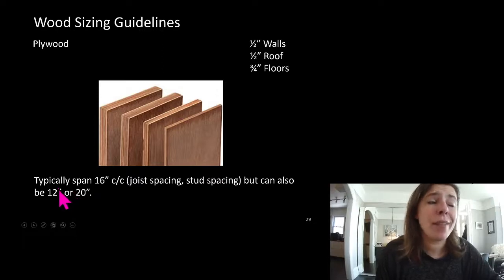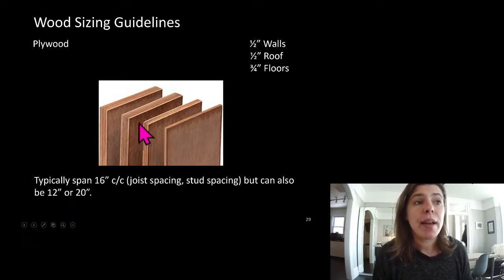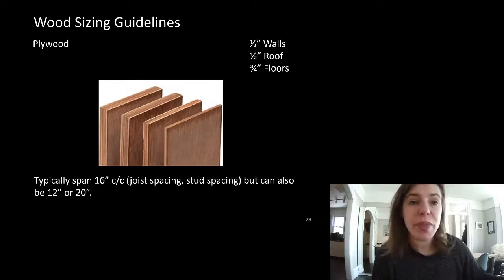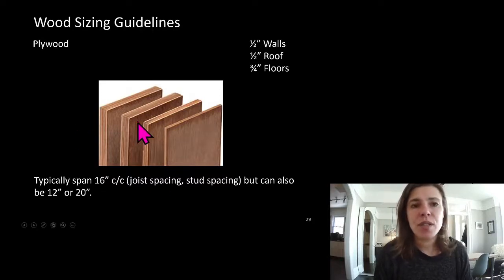So you can have it at 12. I have a project right now where I have my joists picking up my deck at 8 inches on center because we have such heavy loads, but that is not the norm. It is something outside of the realm of normal. So plywood spans 16 inches on center unless you're doing something unusual. And so that means your studs and your joists are going to be at 16 inches on center.